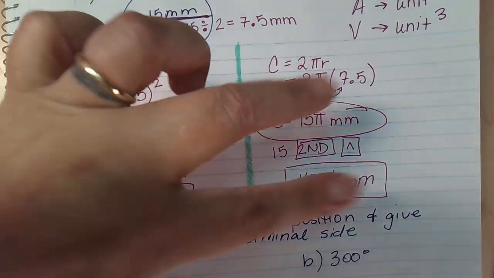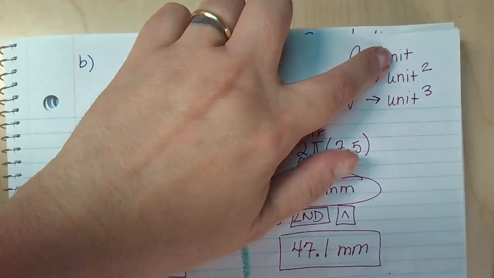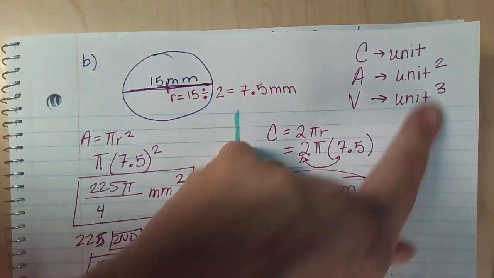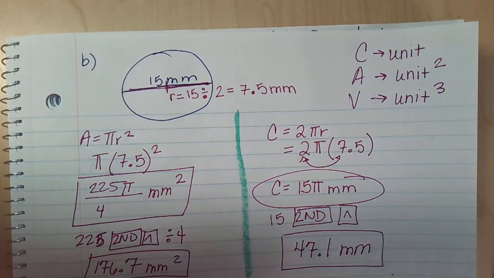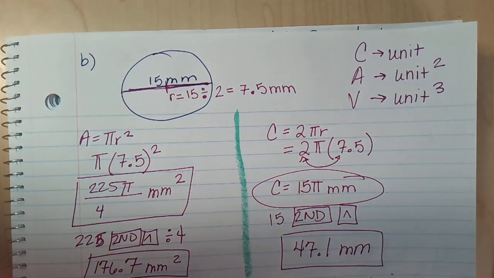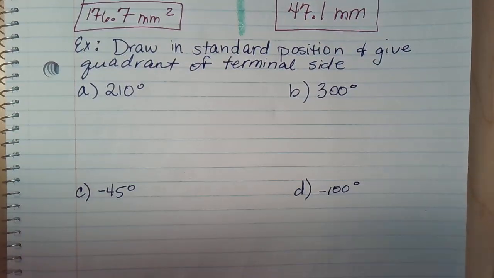And then again, circumferences have your regular unit. Area is unit squared because you're multiplying two numbers together. And then volume is cubed because you're multiplying three pieces together. All right, the next thing we're going to cover is standard position.